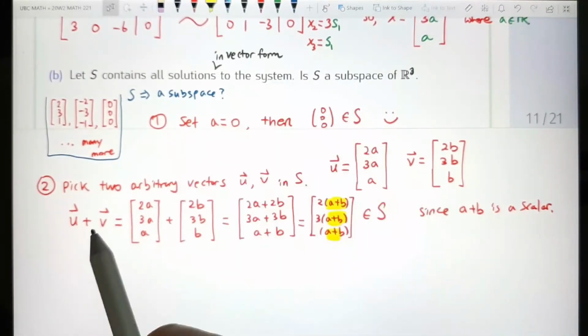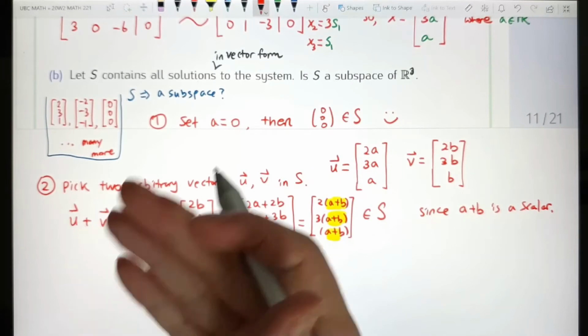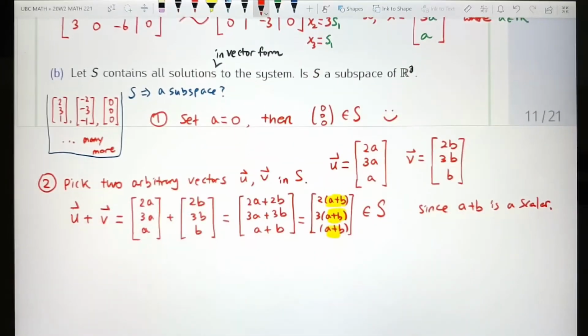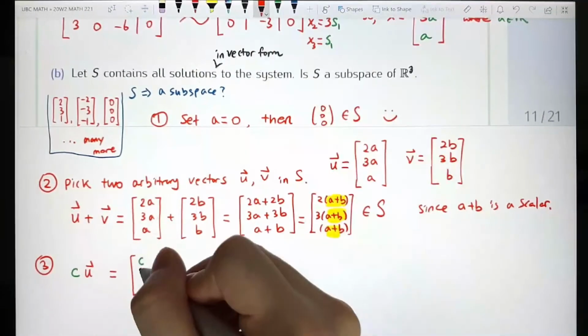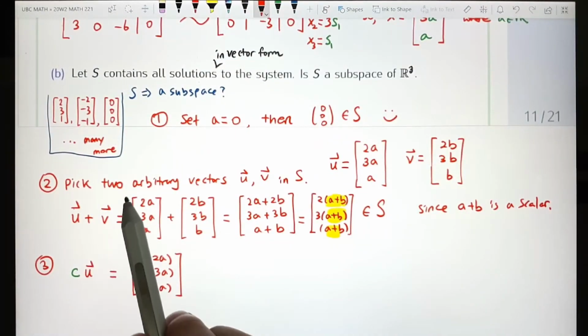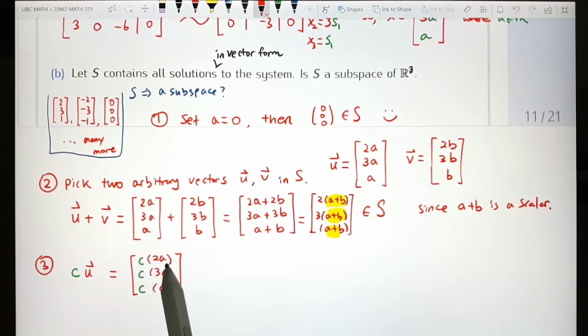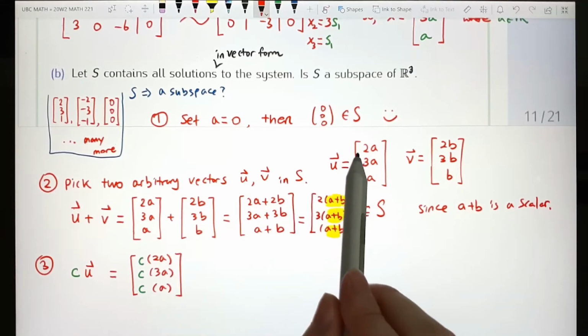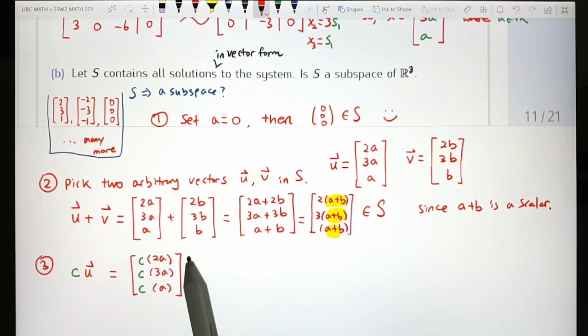And similarly, we can check the third condition, which is a scalar multiple of u. C times the vector u is c times 2a, c times 3a, and c times a. Now I have the vector cu. Now my goal is to check whether this also has the 2a, 3a, a kind of DNA.